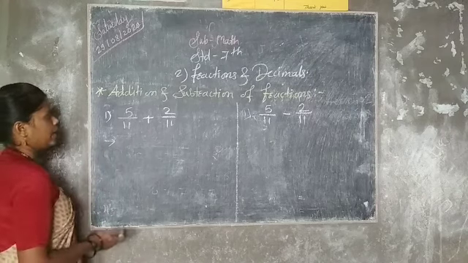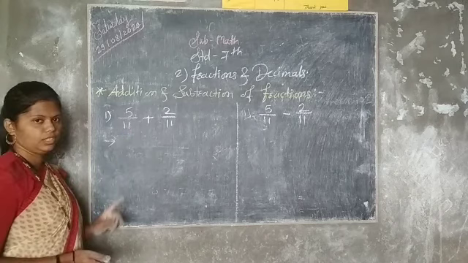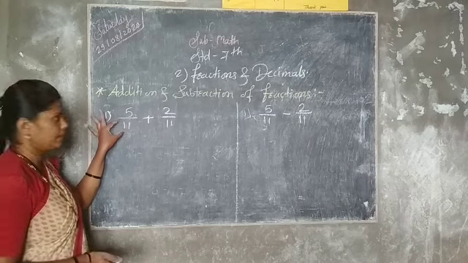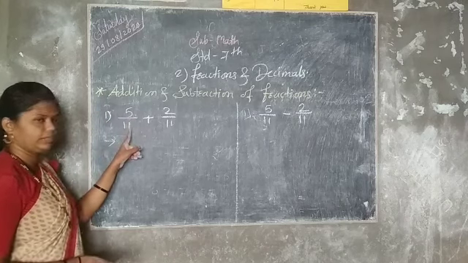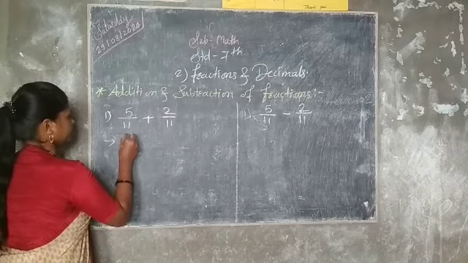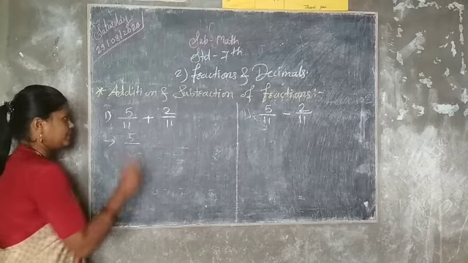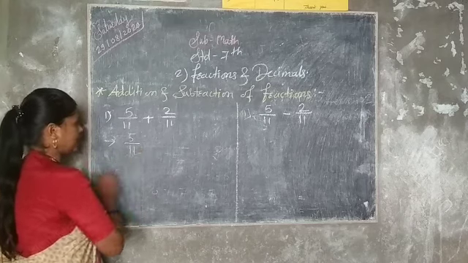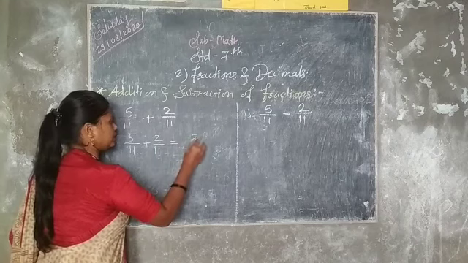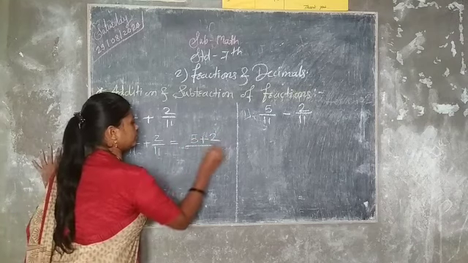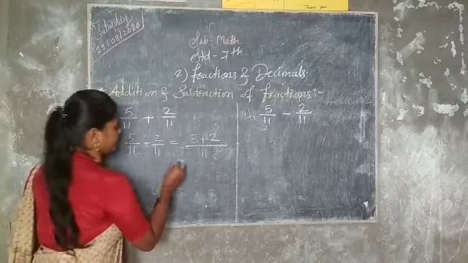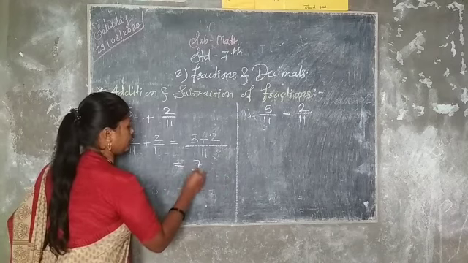So you just have to add their numerators. You know the numerator is the upper part and the denominator is the lower part. Here the numerator is 5 and the denominator is 11. The numerator is 2 and the denominator is 11. So first step, always write down your examples as it is. For addition, you just have to add their numerators. Your denominators remain the same. So 7 upon 11.